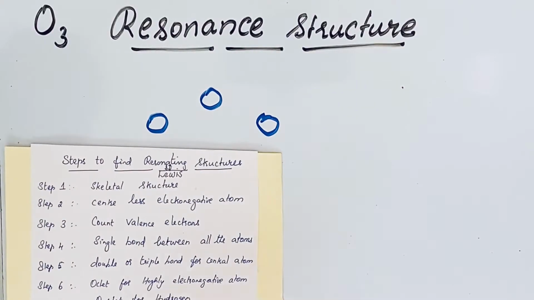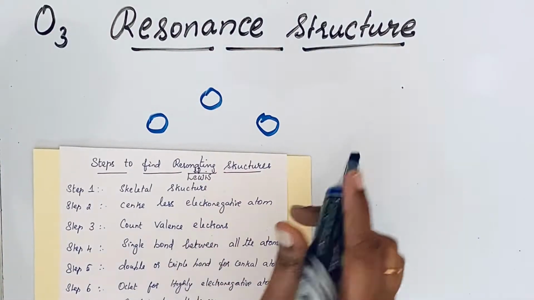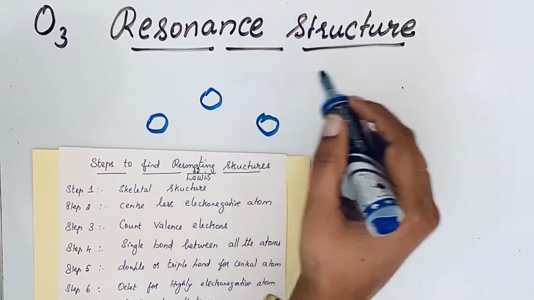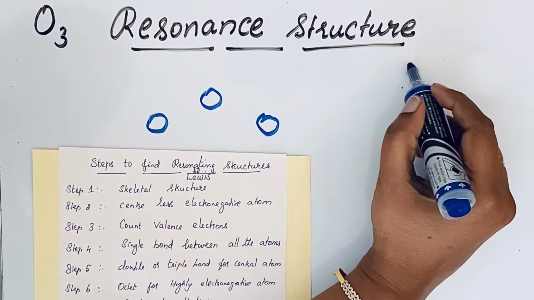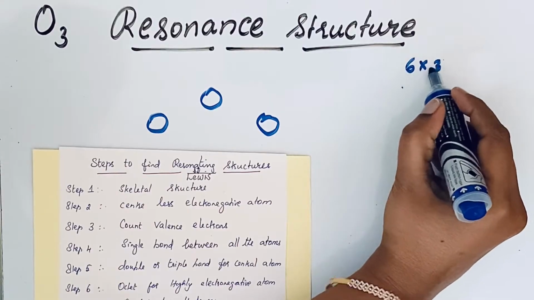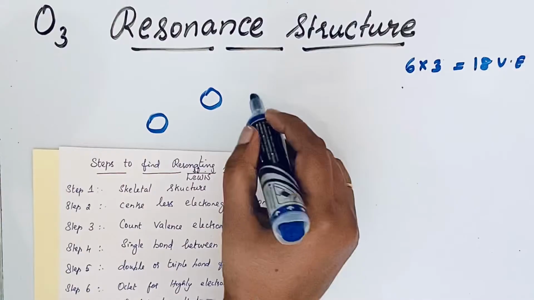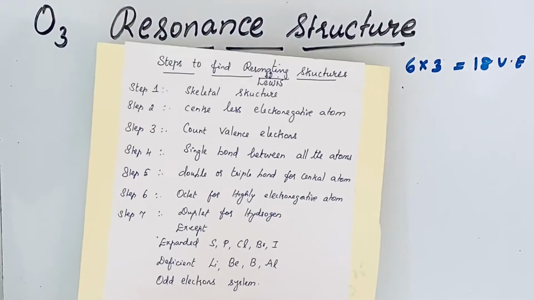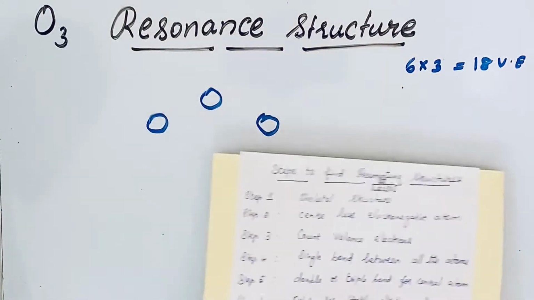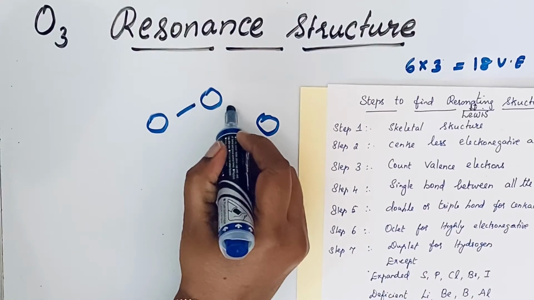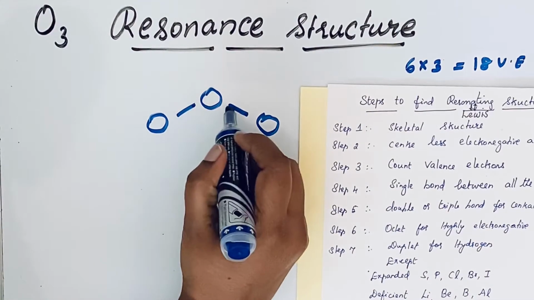Step 3, count valence electrons. There are 3 oxygen atoms. So valence electrons of oxygen, 6. So 6 into 3, 18 valence electrons should be present in this compound. Now look at step 4, single bond between all the atoms. So we are going to draw the single bond between all the atoms. Single bond means 2 electrons are involved.